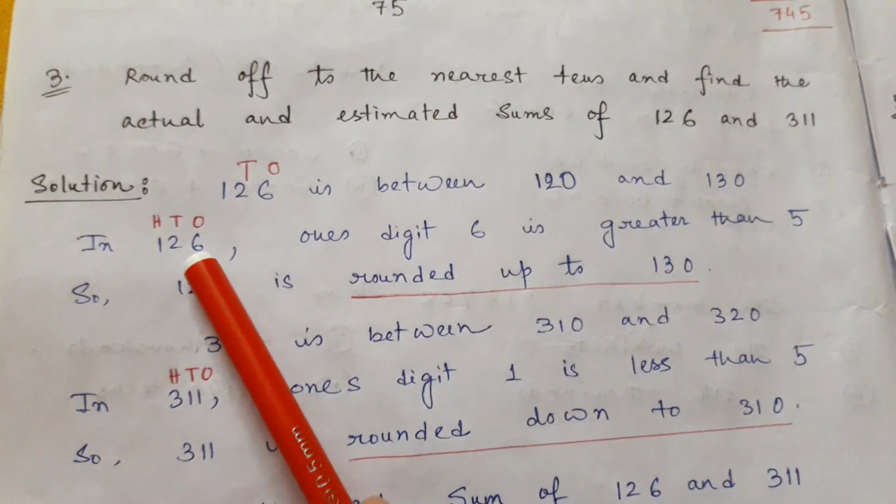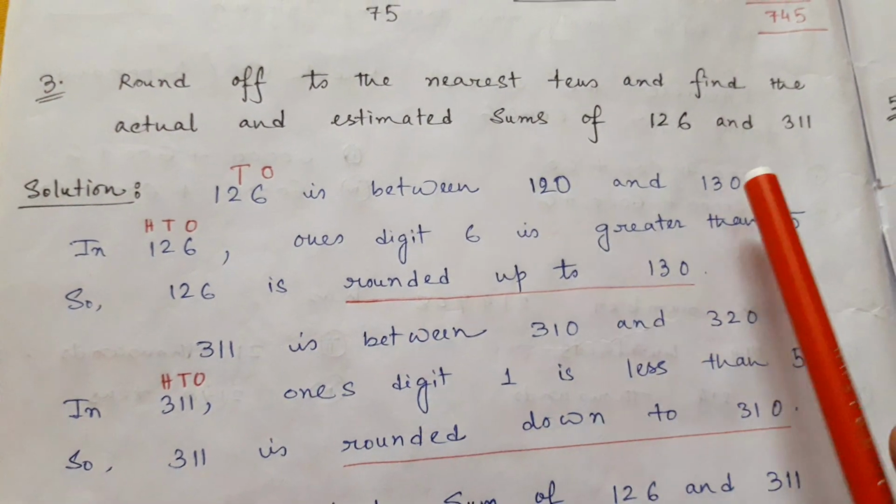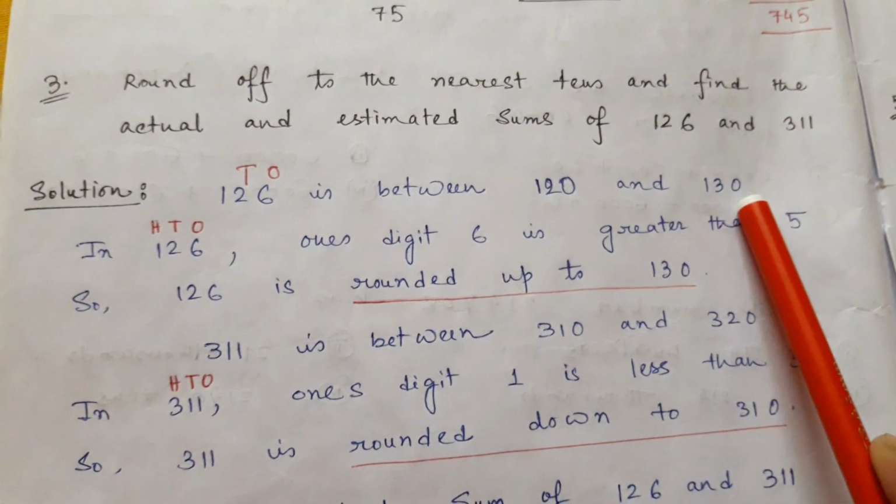So its ones digit is 6, which is greater than 5, so this number is rounded up to its right hand side number, that is 130.